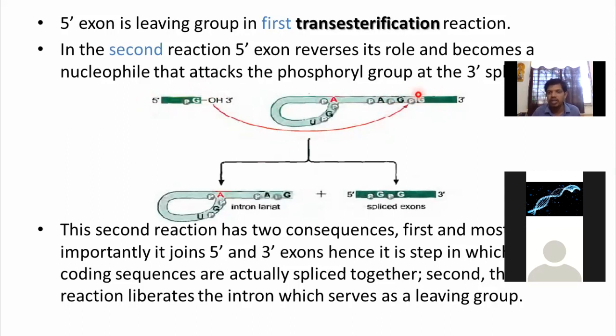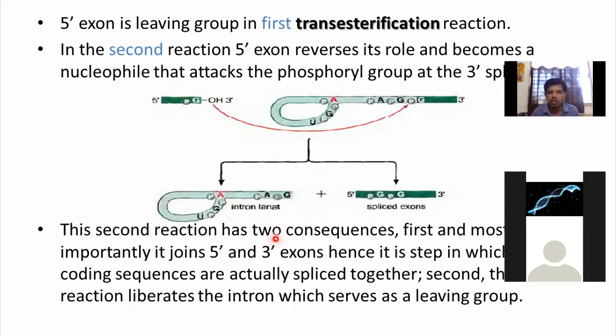So after breaking this phosphodiester bond, it will join with this other exon. In this way, these are the joined two exons, and at the same time, this intron will be removed. So the intron lariat will be released during this. So actually, this is the splicing mechanism.